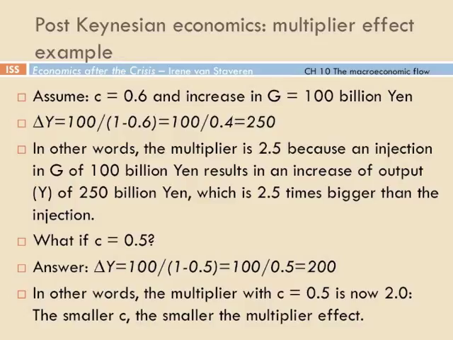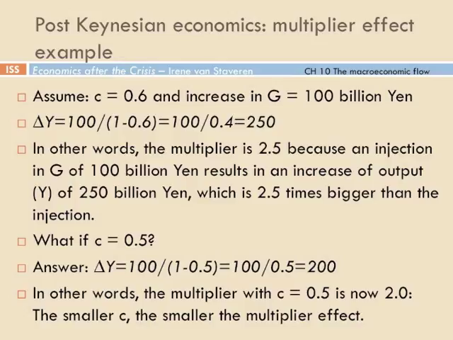Let me give you an example of the multiplier effect. Let's assume that the propensity to consume is 0.6 and that the increase in government expenditures to stimulate the economy is 100 billion yen. Remember, we're in Japan in this chapter. The change in total income will then be that injection of 100 divided by 1 minus the propensity to consume, which was 0.6. So it is 100 divided by 0.4, which is 250 billion yen. In other words, the multiplier is 2.5.